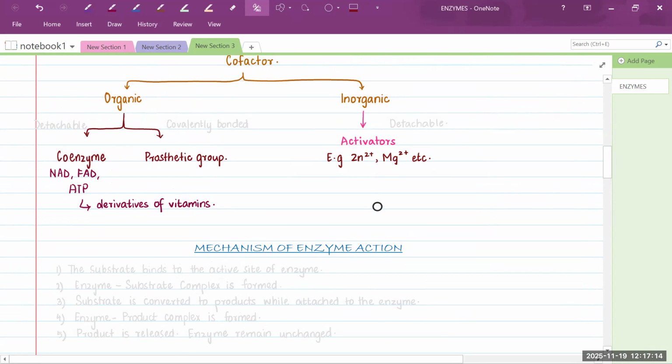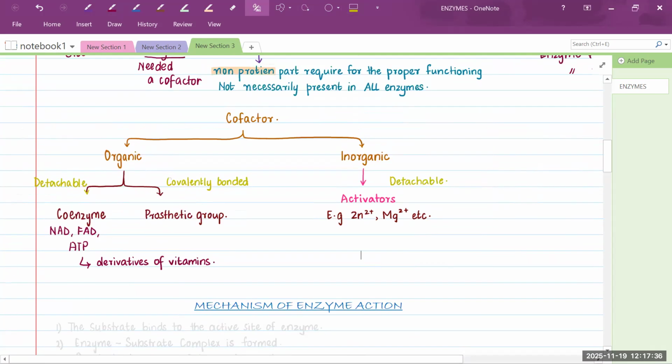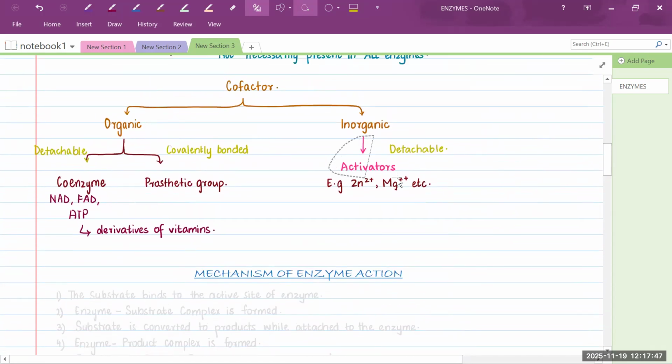Now we need to remember which are covalently bonded cofactors and which are detachable cofactors. An easy way to remember is that only the prosthetic group is covalently bonded. The rest, the coenzyme and the activator, are both detachable cofactors, meaning they can be removed from the enzyme and the enzyme can become an apoenzyme. But a prosthetic group is covalently bonded, very strongly bonded, not easy to remove from the enzyme, right?